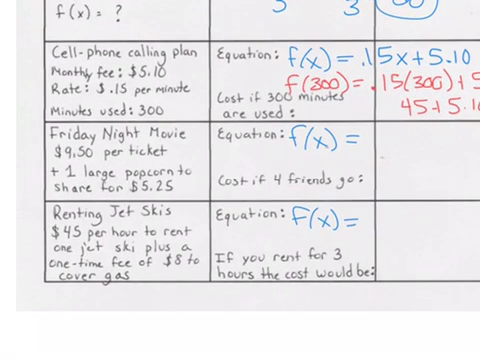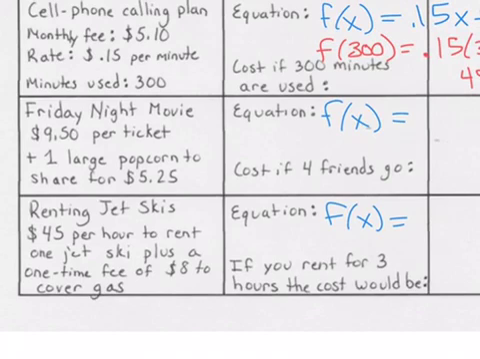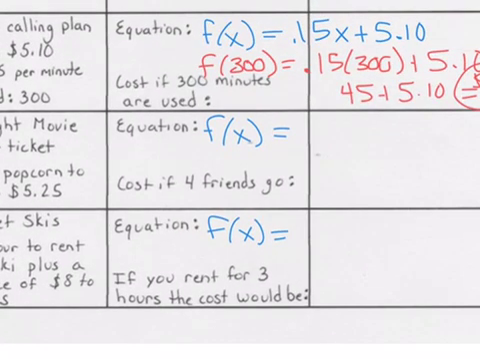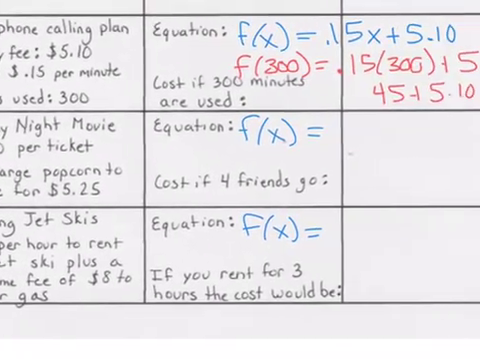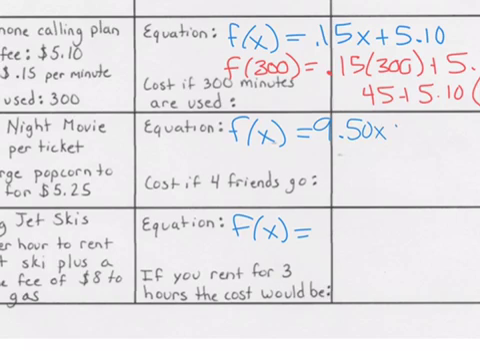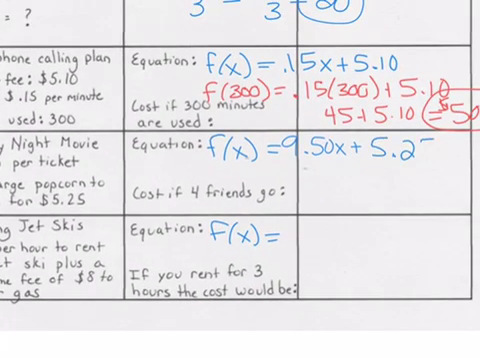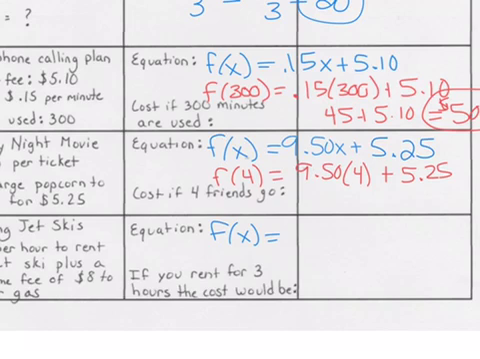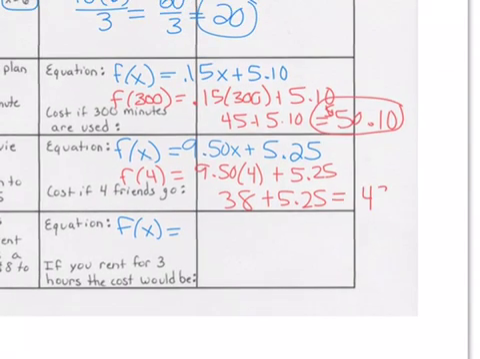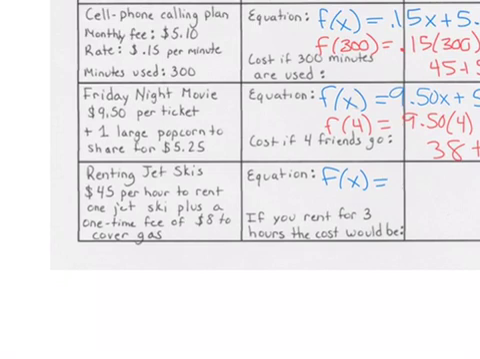Okay, next one, Friday night movie, $9.50 per ticket, and 1 large popcorn to share for $5.25. So I'm going to go 9.50x plus 5.25. Now, down below, if 4 friends go, that means plug in 4. So 9.50 times 4. Each ticket's 9.50, so I have to multiply that by 4. So I get 38 plus 5.25. That comes out to be $43.25.